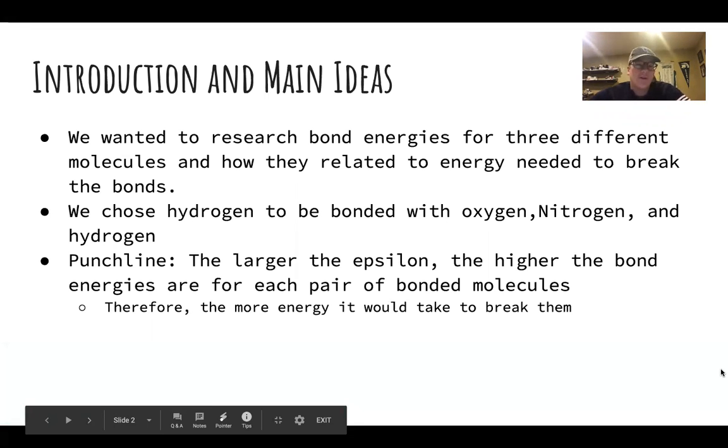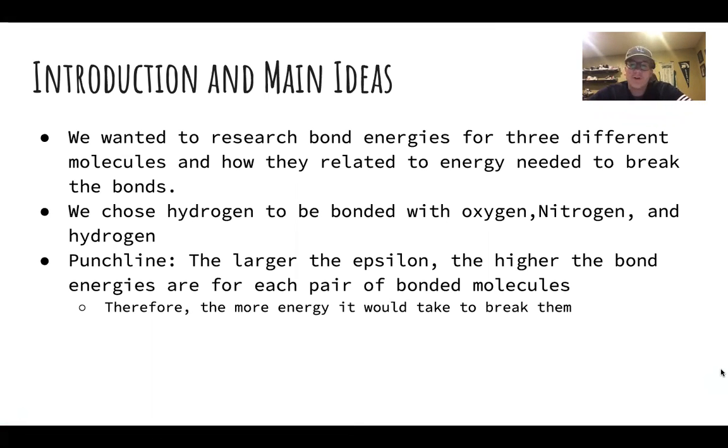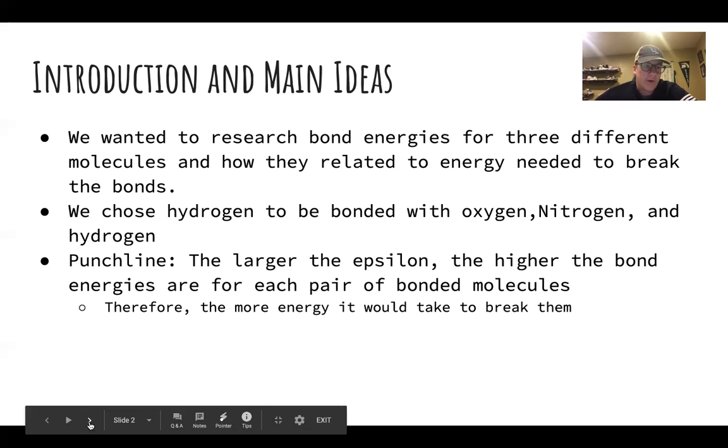So our introduction and main idea: we really wanted to research bond energies for three different molecules, nitrogen, oxygen, and hydrogen, and how they related to the energy needed to break the bonds of those molecules interacting with each other. So our punchline is the larger the epsilon, or the depth of the well in the Lennard-Jones potential, the higher the bond energies are for each pair of bonded molecules, or in other words, the more energy it would take to break those respective bonds.